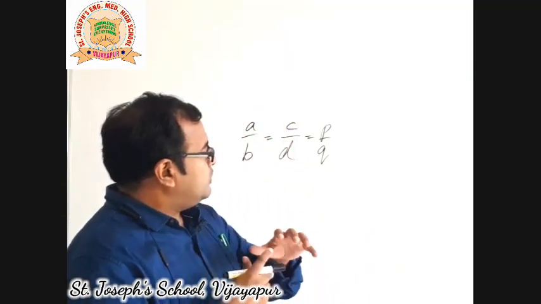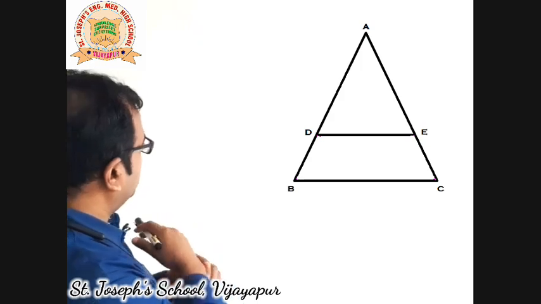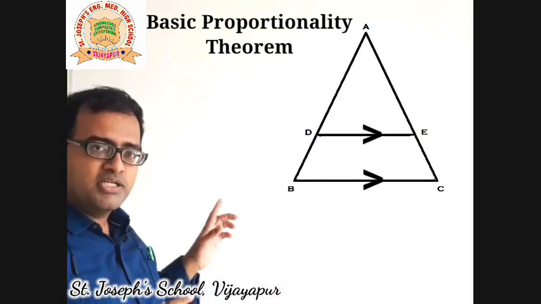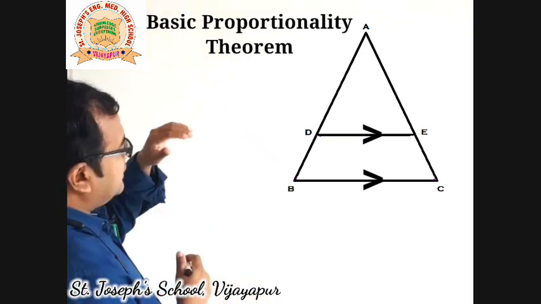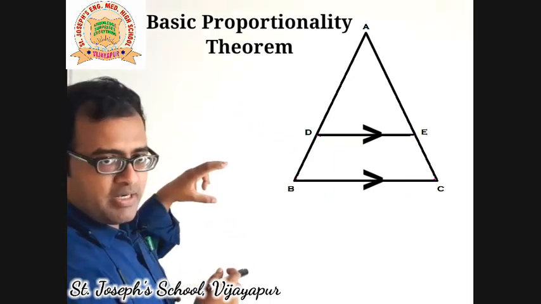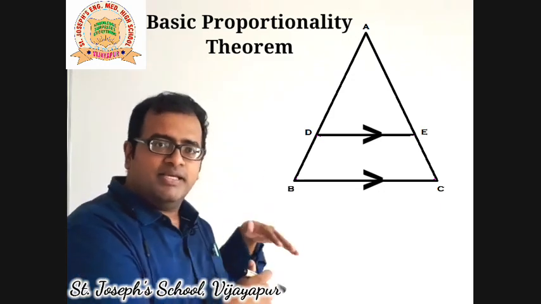So how do you apply this idea to the triangle? ABC, where DE is parallel to BC. See, the parallel line is shown by the arrows on DE and BC. It shows that the two lines are parallel. Now, the side AB is cut into two parts, that is AD and BD, right? Similarly, AC is cut into two parts, that is AE and CE.